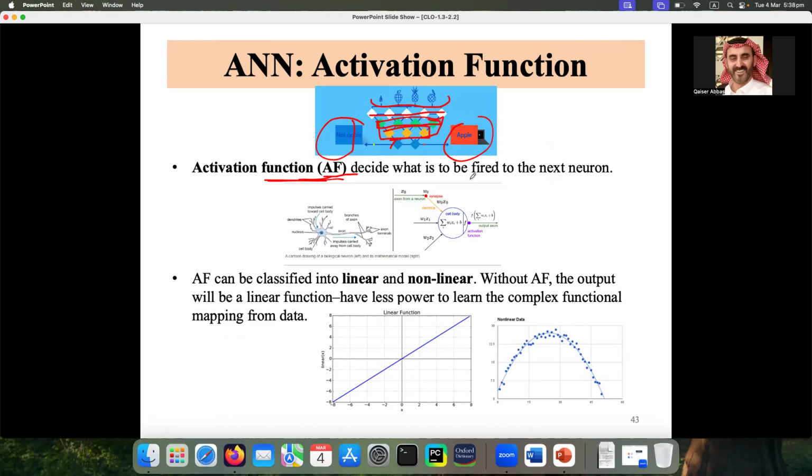If you have a simple model with only one neuron, then the activation function would be something which will give you your final result, your output. And if you have more than one neuron in your model, then the output of one neuron will become the input to the other neuron, and the activation function is a component which will decide what to be given to the next neuron.